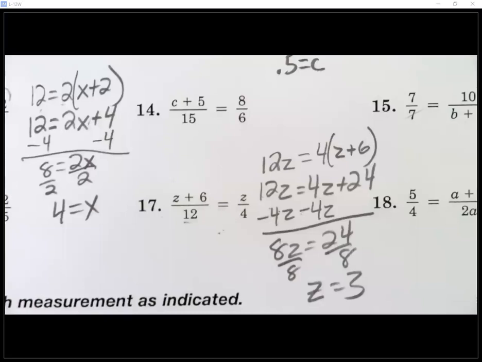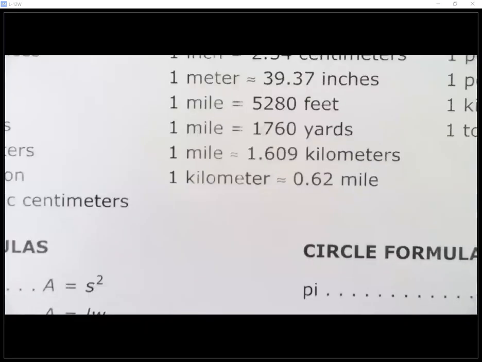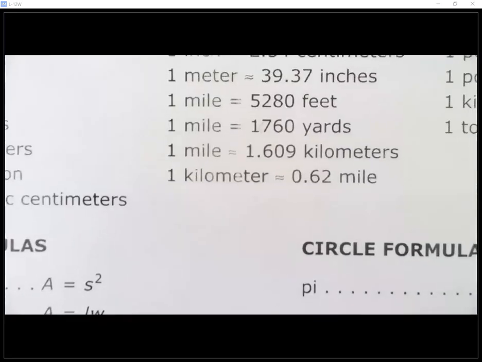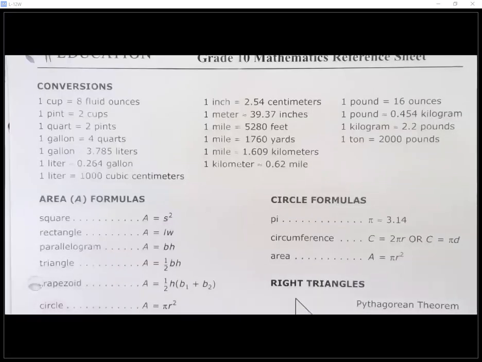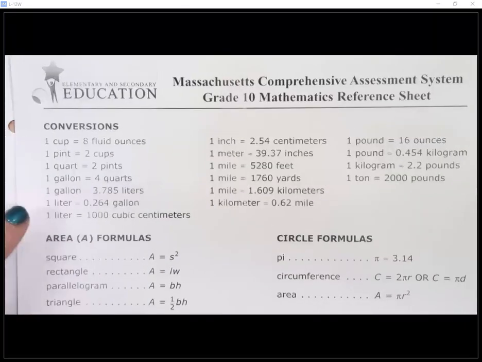Okay, now if you take a look at the sheet that I just gave you, this is the reference sheet that when you do go to take the MCAS, this is what they give you. At least this is what they have given in years past. It's subject to change. So there are certain formulas that they'll give you, so you don't need to memorize any of these things. But what I wanted to draw our attention to is this top section.